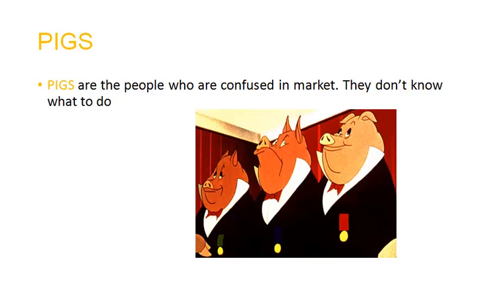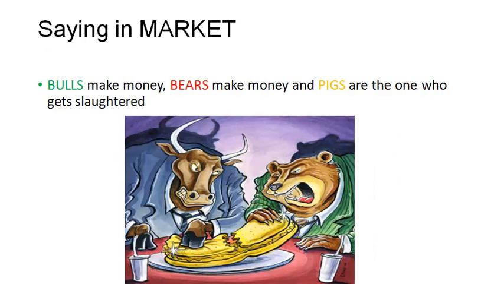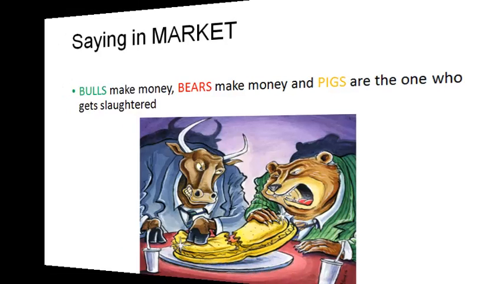And we always say this, that the bulls are the ones who make money, the bears are the ones who make money. It's the pigs which get slaughtered. So do not get slaughtered. The only time you're going to get slaughtered is when you are ignorant in the market. So there's a saying in the market which says that the bulls make money, the bears make money, and the pigs are the ones who get slaughtered.